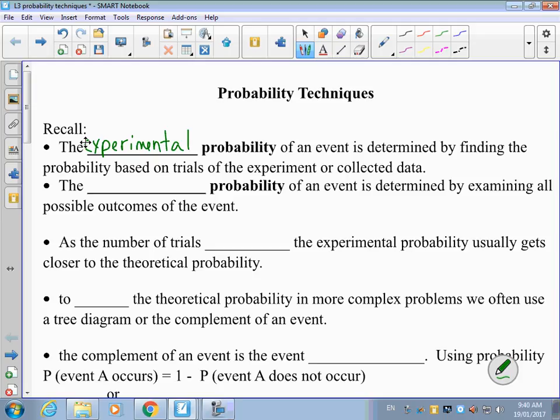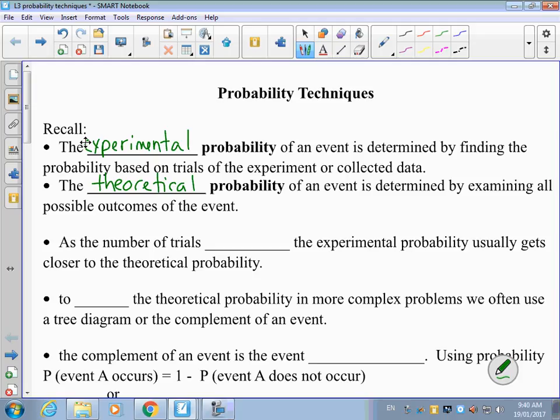The theoretical probability, however, is when you take your knowledge of an event and you look at all the possible outcomes of that event and you determine the probability of it. So you don't actually do an experiment.